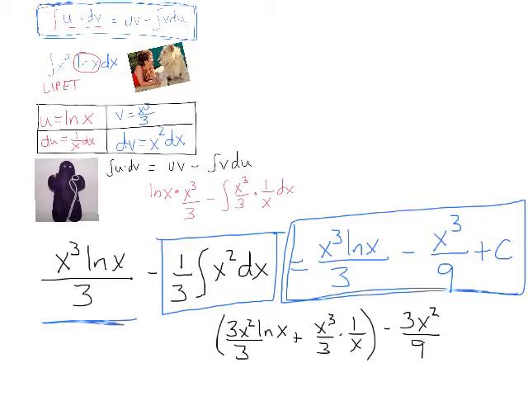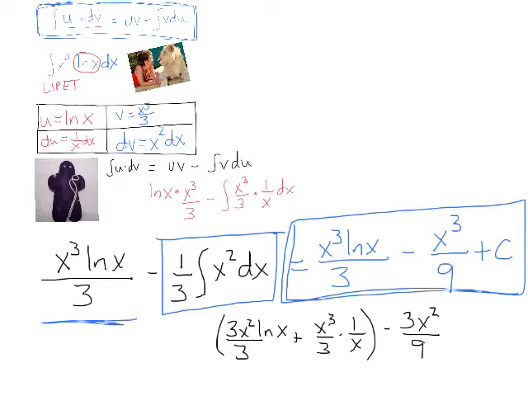Alright, so I did the derivative. I took the product rule of these two pieces, got that. This was a pretty straightforward derivative. If you go through and start canceling, the 3's cancel, x cancels, this and that cancel, and we wind up with x squared ln of x. So it all works out.